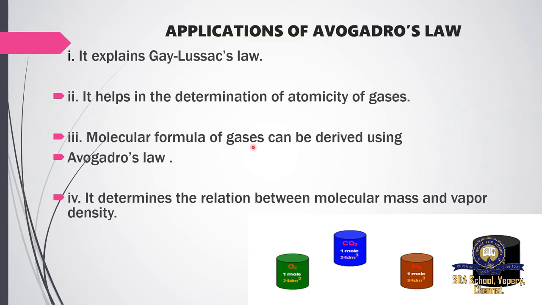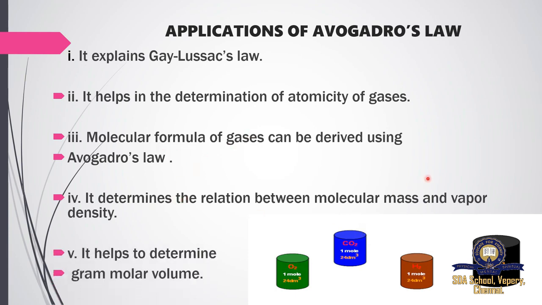So we know the molecular formula of the gases. It determines the relationship between molecular mass and vapor density. Why molecular mass? Because we are doing everything for gases. So gases have a number of moles, so molecular mass is important, as well as vapor density. Vapor is nothing but gas density. Then it helps to determine the gram molar volume.